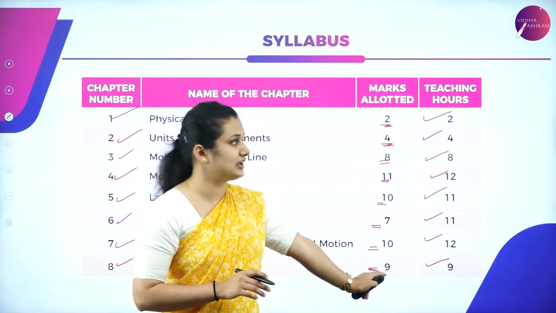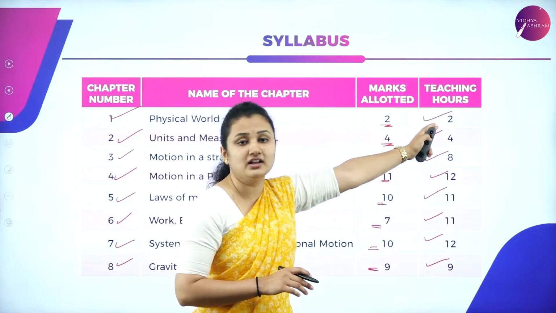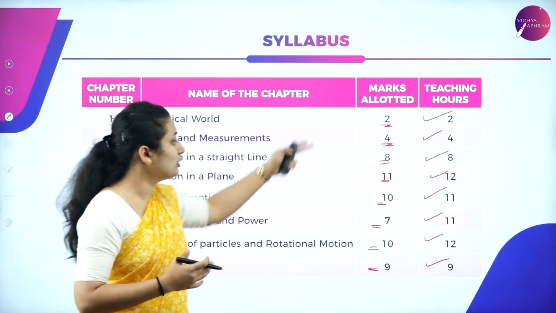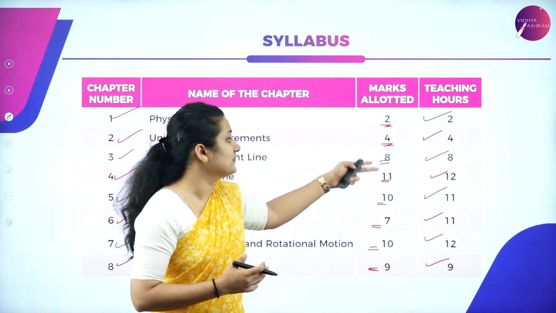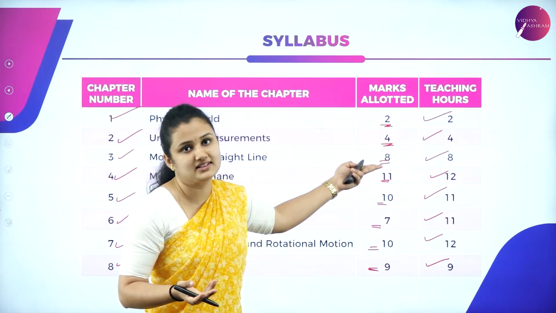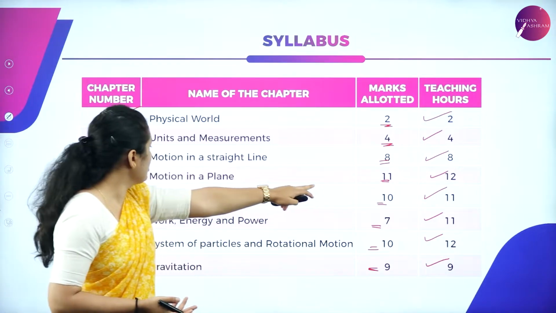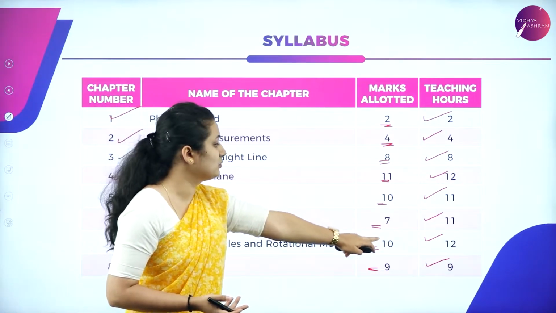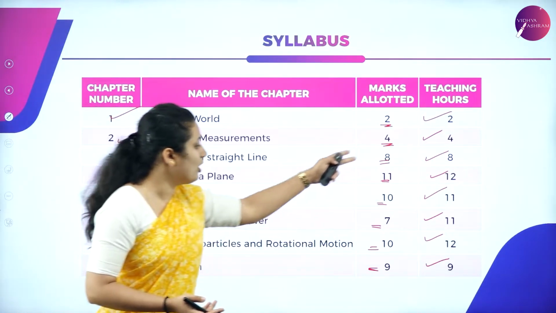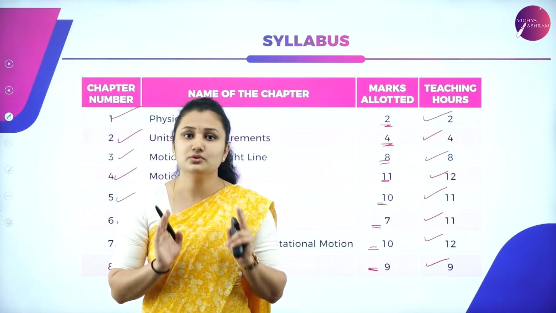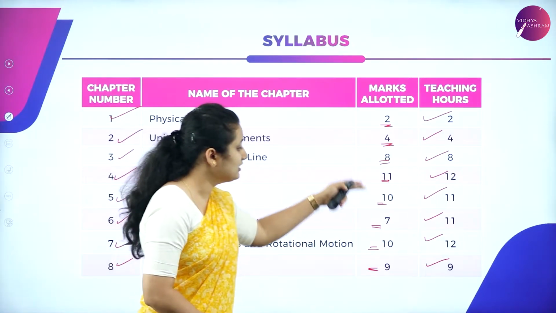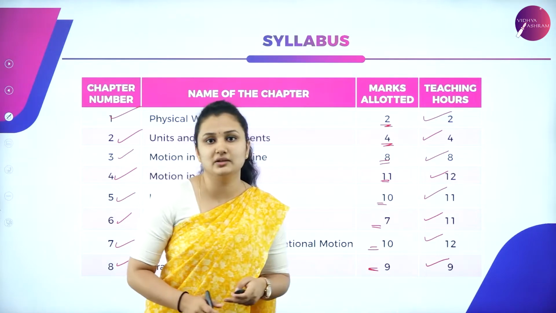This is the weightage of marks for each chapter, and this is the teaching hours, how many hours I need to complete each individual chapter. So look at the weightage, students. How well you plan will help you to score well in your exam paper. You can see motion in a plane, laws of motion, work, energy and power, system of particles and rotational motion, gravitation, all these chapters have more weightage. Students, if you study all these chapters thoroughly, it will help you to get nearly 25 to 30 marks.